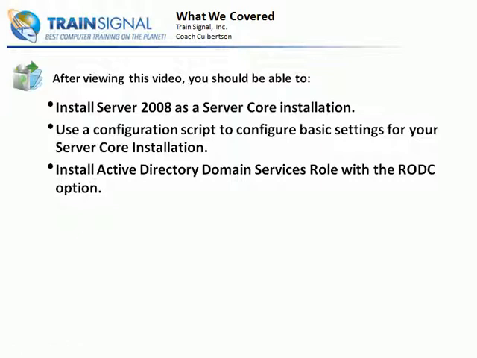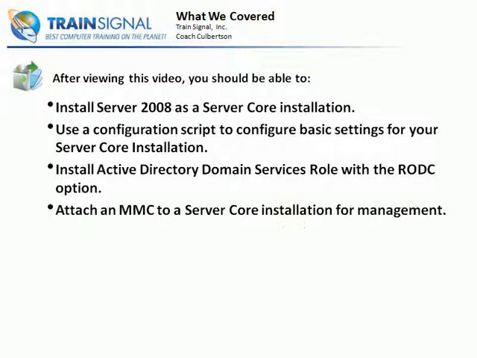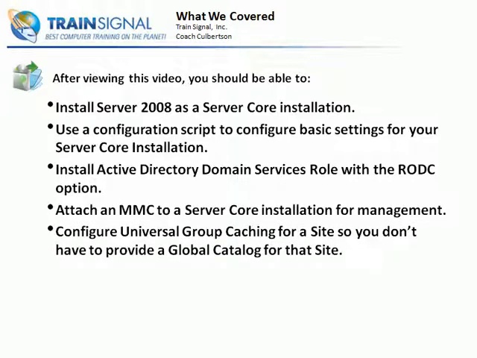And again, if you have a configuration script, it makes it really super easy. You don't have to learn a huge amount of commands. I've also shown you how to attach an MMC to a server core installation so you can manage it remotely on a full server, or really a full domain controller installation. I've shown you how to configure universal group caching so you don't have to provide a global catalog for your site. Even though we really didn't do that, but you saw universal group caching, all it is a checkbox. That's all it is. Really super easy to configure.